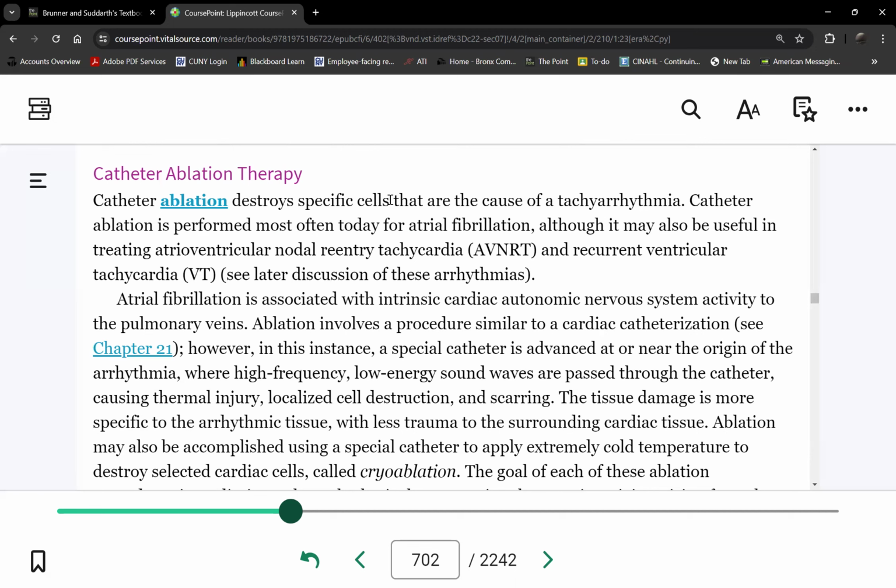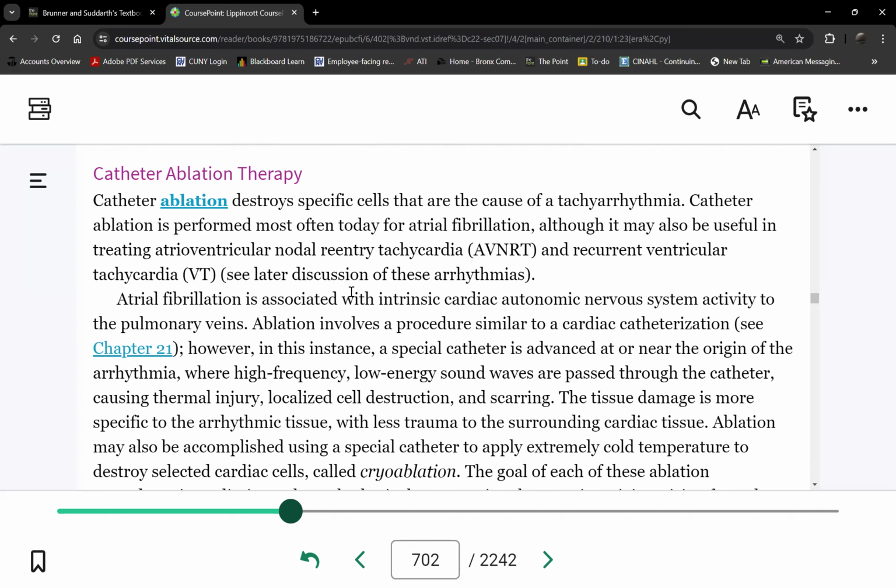So the doctor will insert a catheter. Of course, this will be done in the cath lab. They will thread the catheter from your radial or femoral artery all the way to your heart, into the right or left atrium, then burn those tissues that are throwing those erratic signals. You're not supposed to do that, so we're going to destroy them. However, before you destroy them, you have to find them.